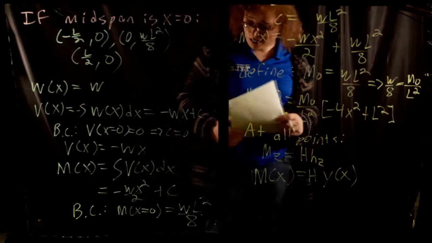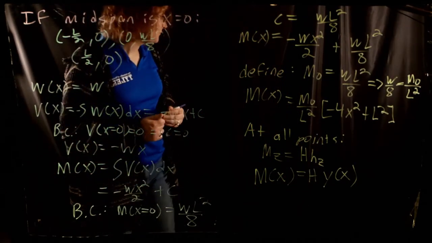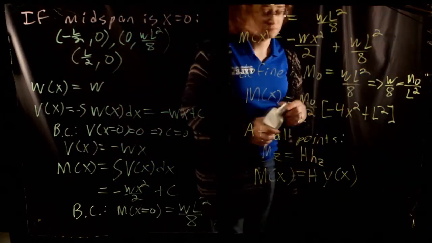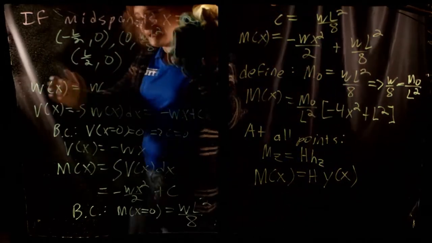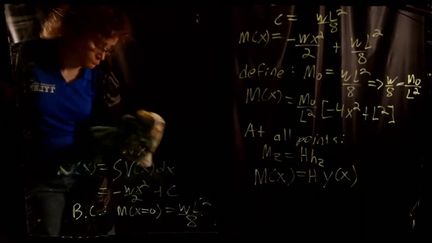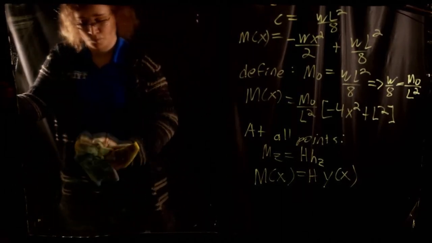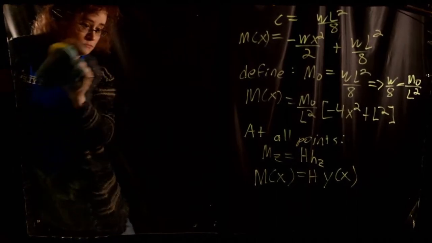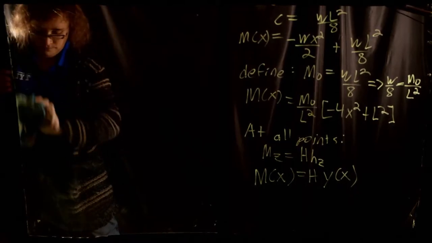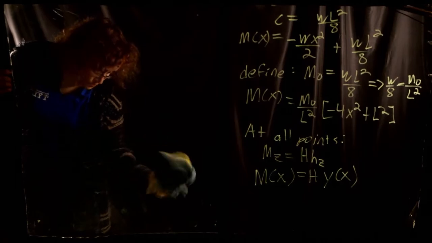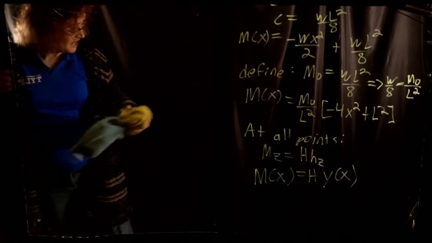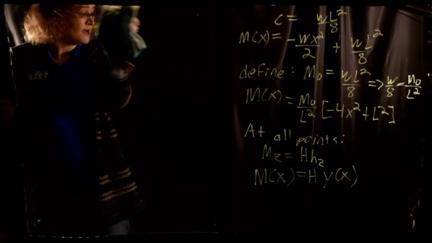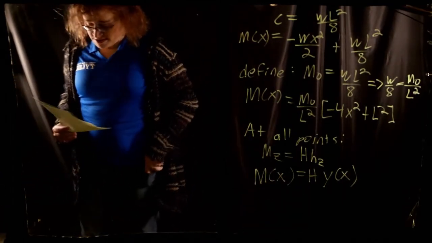So if I use this, I can then actually start getting a profile rather than just a moment equation. So let's go ahead and do that. So let's actually get the profile of this arch. And again, we're going to start with this knowledge that m as a function of x is equal to h, our horizontal thrust, times y as a function of x. So let's go ahead and get that.